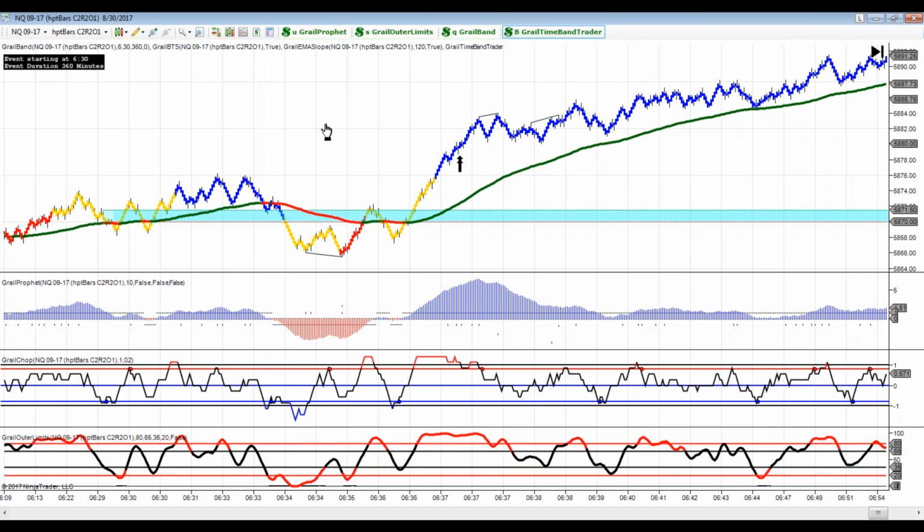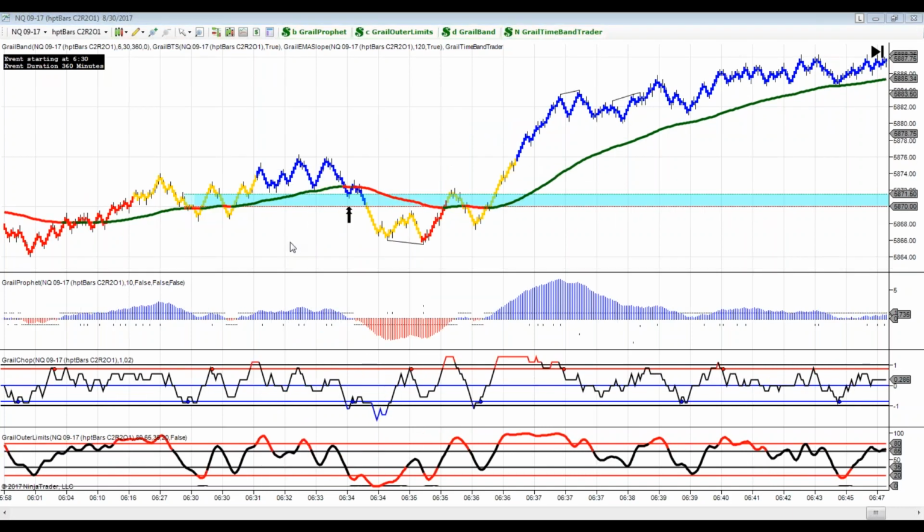So what we're looking at now is the way I have this set: if I'm trading the BTS, it's going to have to be above the band and blue for longs, below the band and red for shorts. All right. And I'm going to go ahead and reload the script. So bear with me a second while I do that.